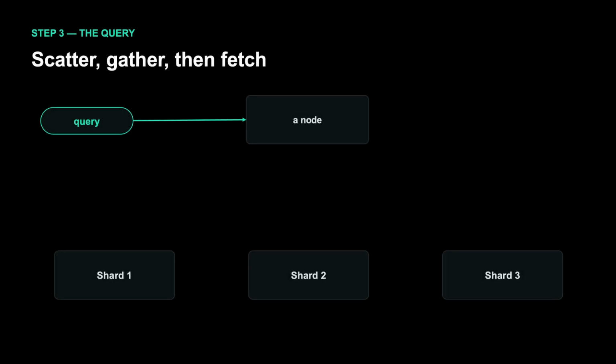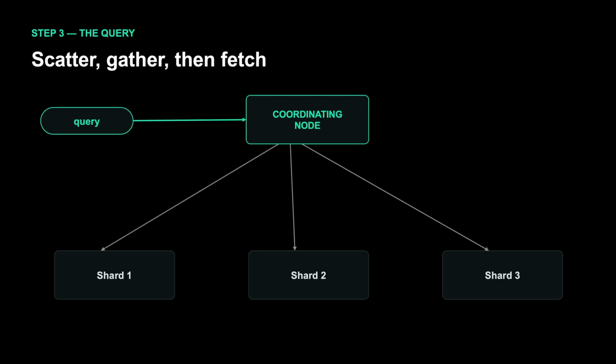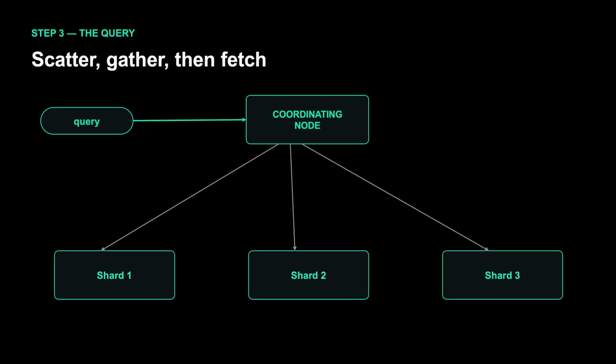So what actually happens when a query lands? It hits any node and that node becomes a coordinating node for your request. It can't answer alone, that is, the data is scattered across shards, so it fans the query out to every relevant shard. This is scatter gather. Each shard searches its own slice in parallel and scores its local hits.